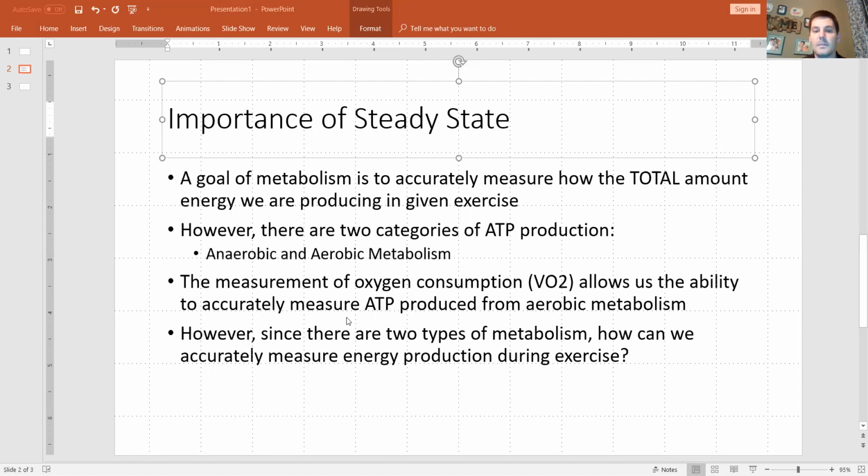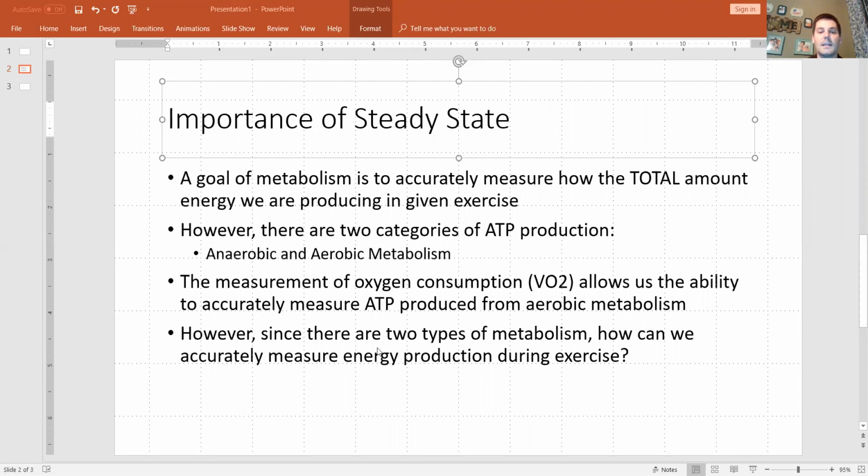We've covered the idea that the measurement of oxygen consumption, otherwise known as VO2, gives us the ability to accurately measure ATP produced in aerobic metabolism only. So again, that is a basic concept: VO2 is equal to the rate of ATP production through aerobic metabolism.